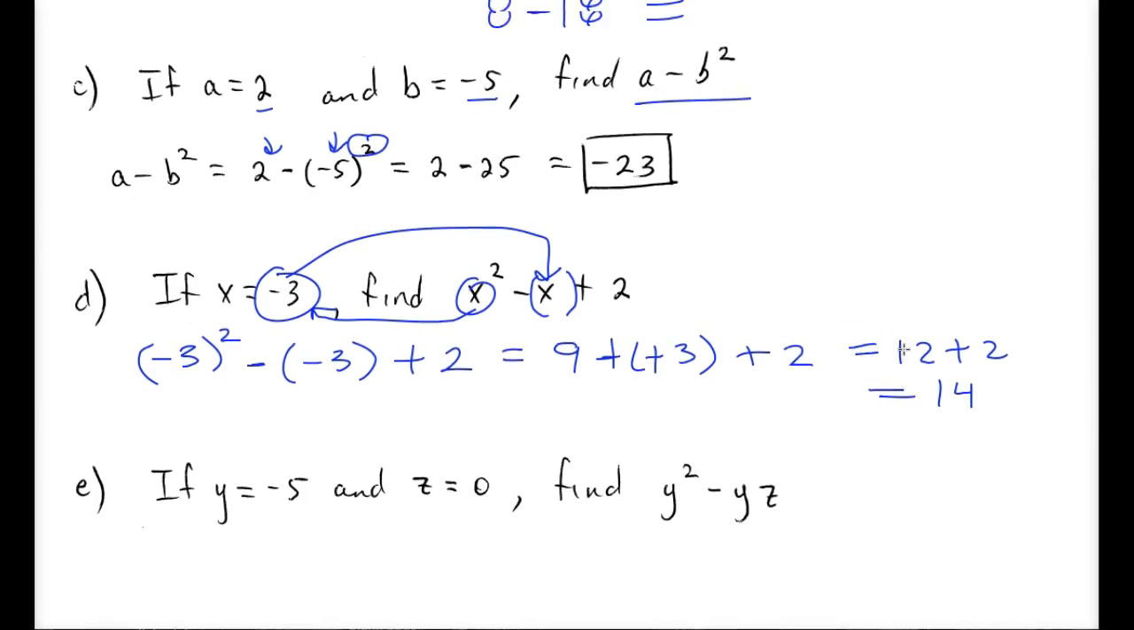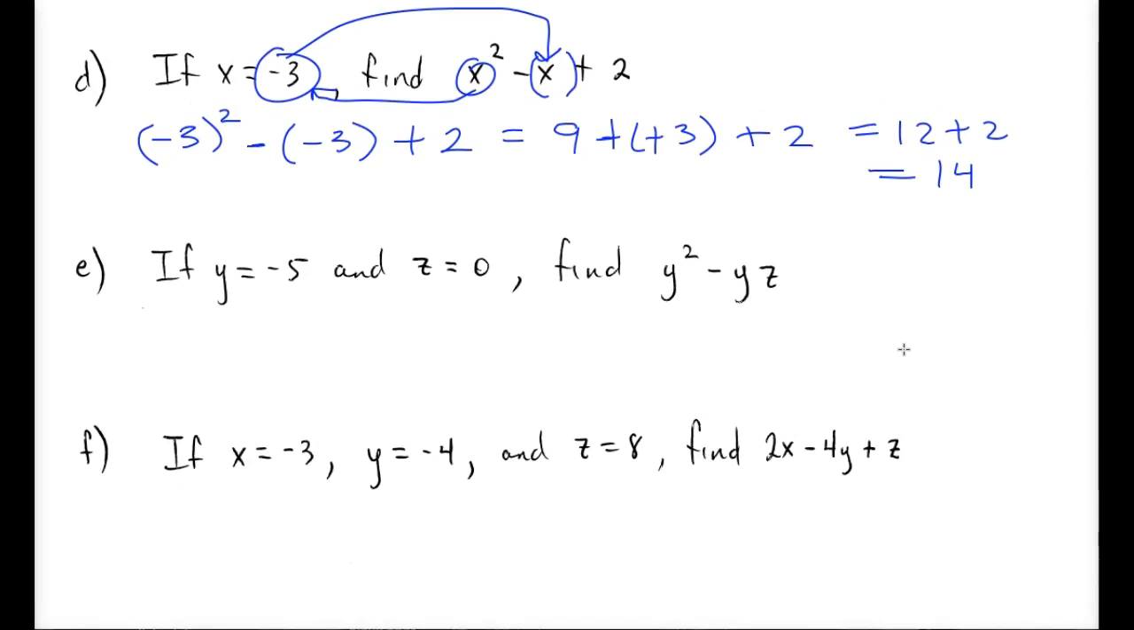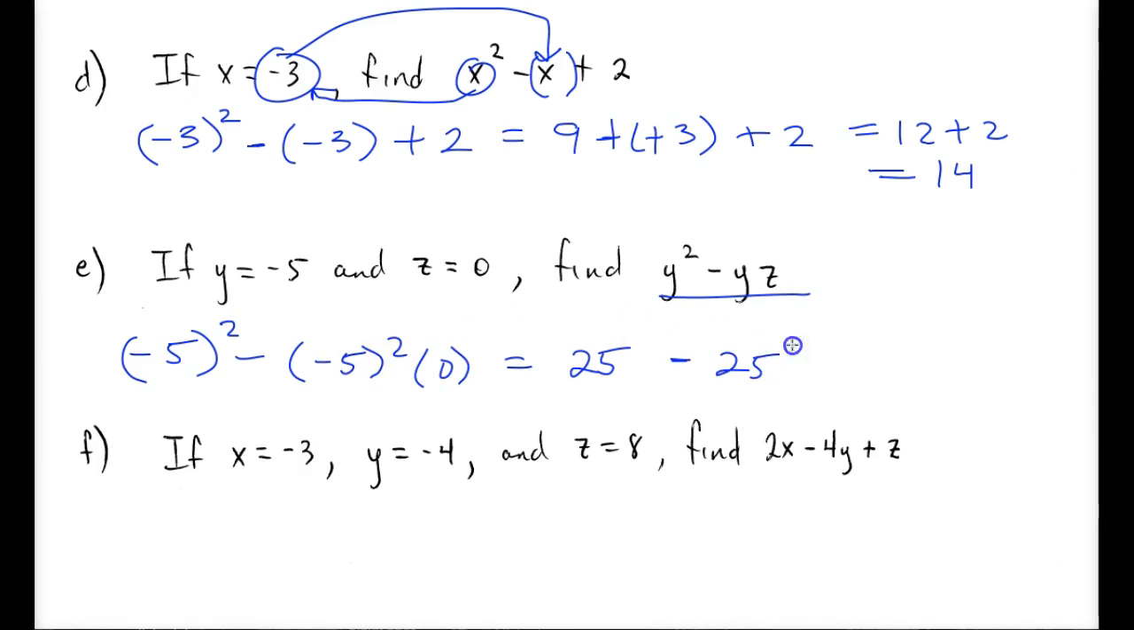All right, so looking at our next example, example E. We see that this is our expression, so we just substitute in what y is, and z is 0. So of course, -5 squared is a positive 25 minus -5 squared is a positive 25 times 0. And of course, 25 times 0 is just going to be 0. And 25 minus 0 is just 25.